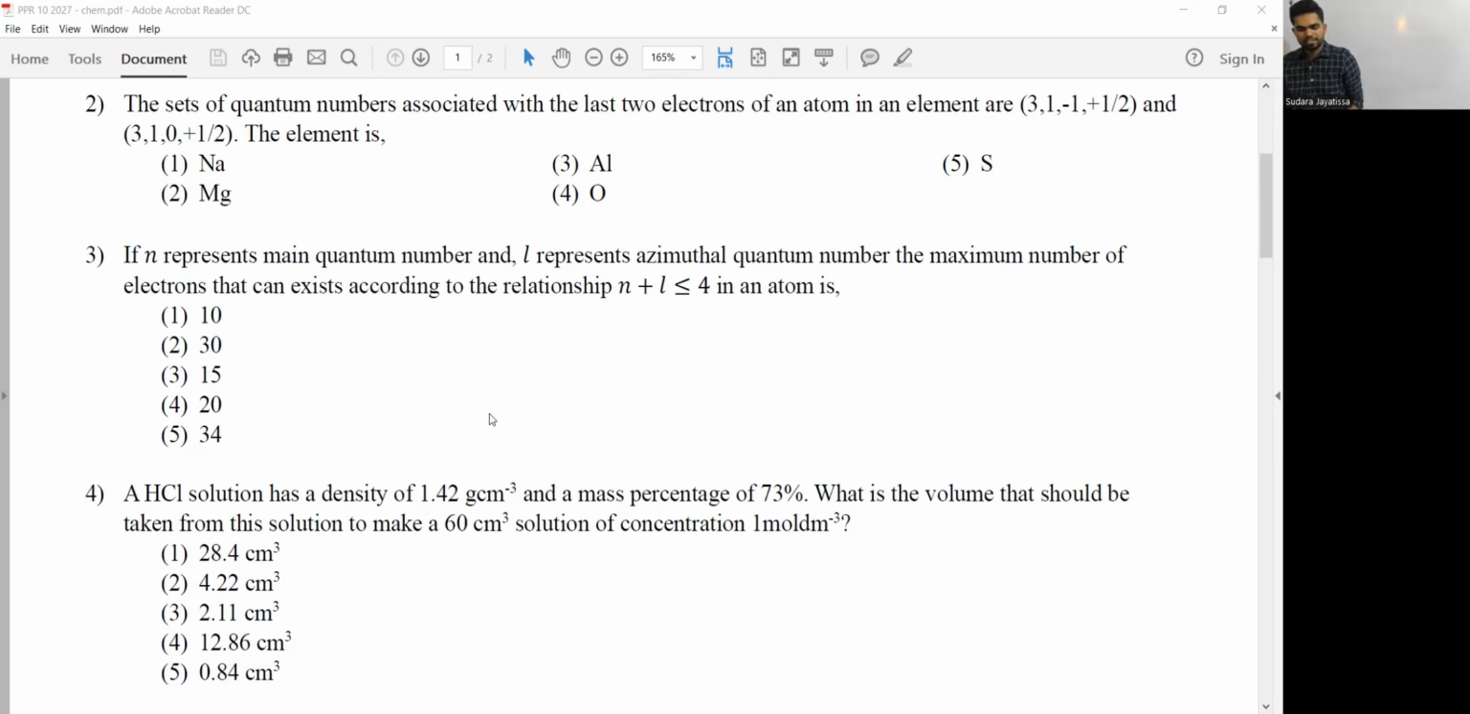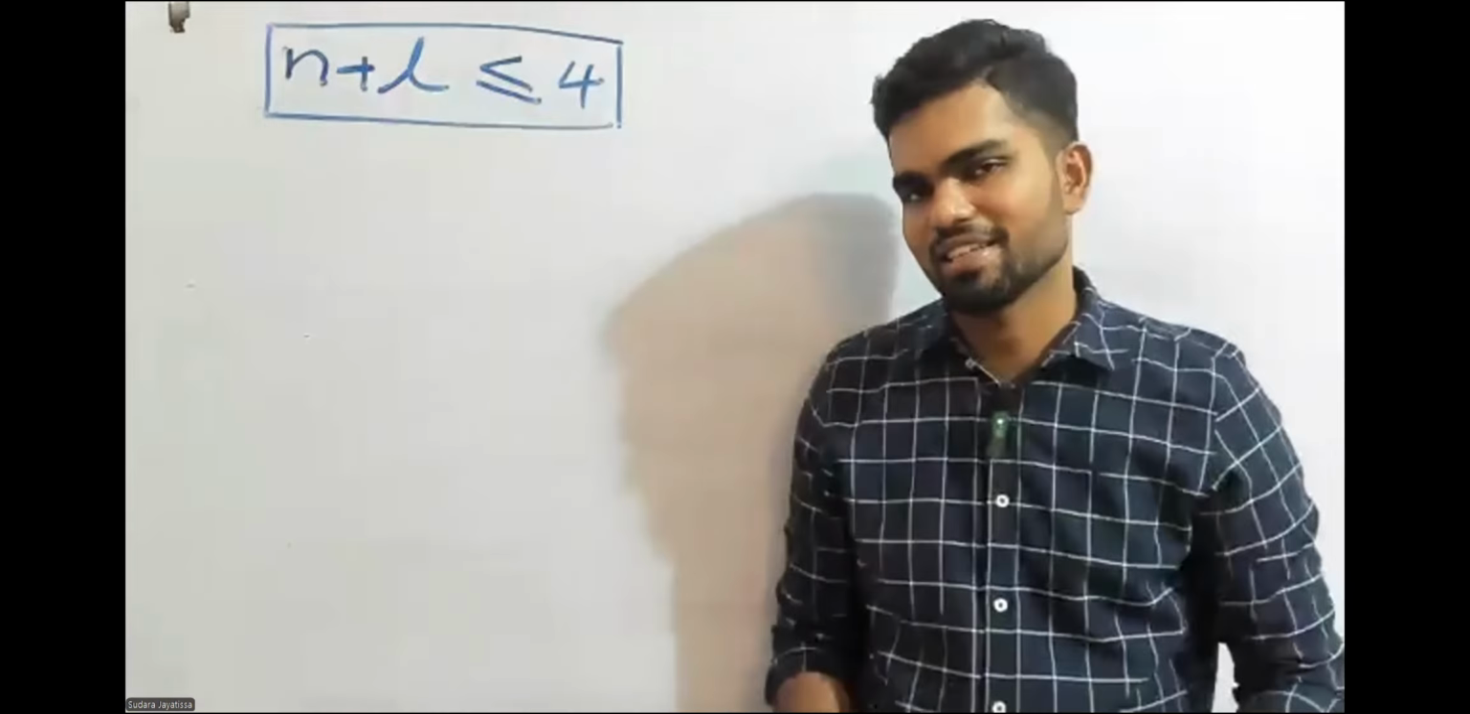In our third question, it is asking: if n represents the main quantum number and L represents the azimuthal quantum number, what is the maximum number of electrons that can exist according to the relationship? Now they are giving us a relationship: n plus L should be less than or equal to 4. So this kind of MCQ is something totally another level. This is what I am calling the hard level. This question is not that difficult, it can be done easily, right?